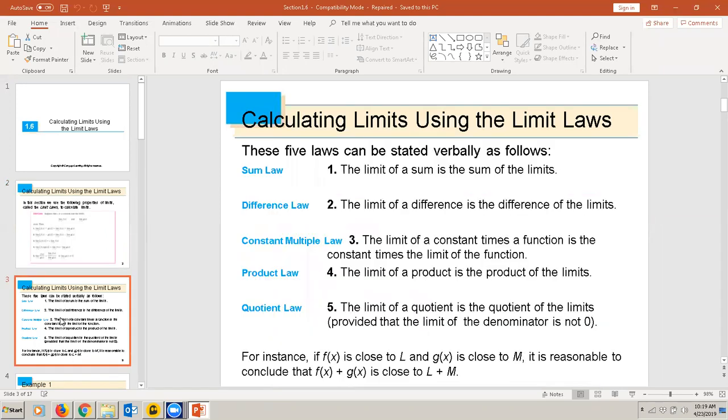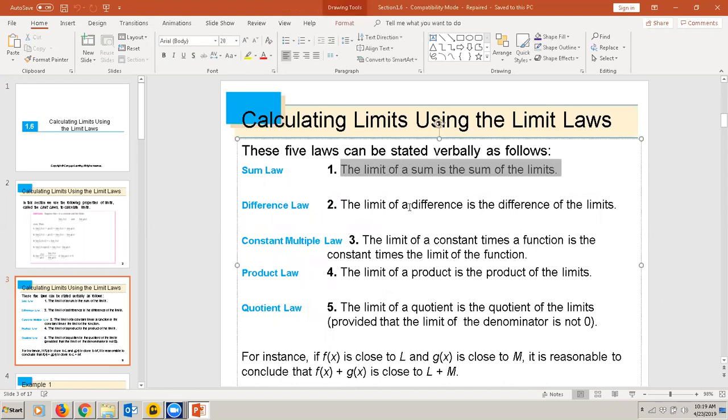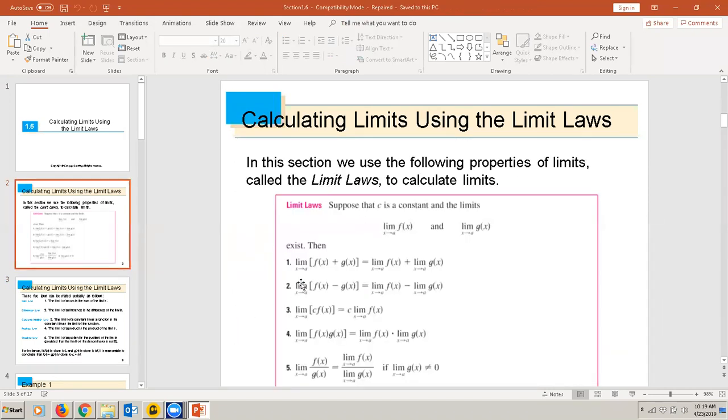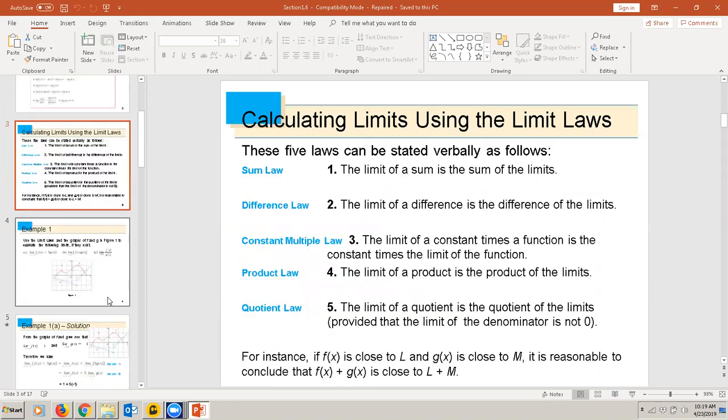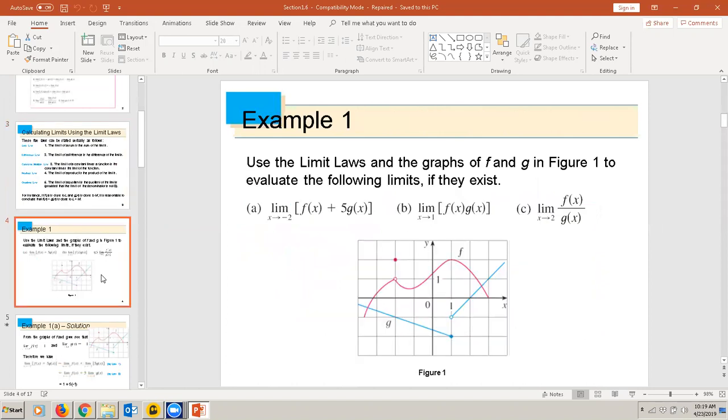So the next slide just explains that when you take the limit of a sum, you can really break it up to be the sum of the limits. You know, in a sense, this is almost like a distributive law. It's almost like you're taking this limit process and distributing it to both f of x and g of x separately. Let's do a couple of examples.